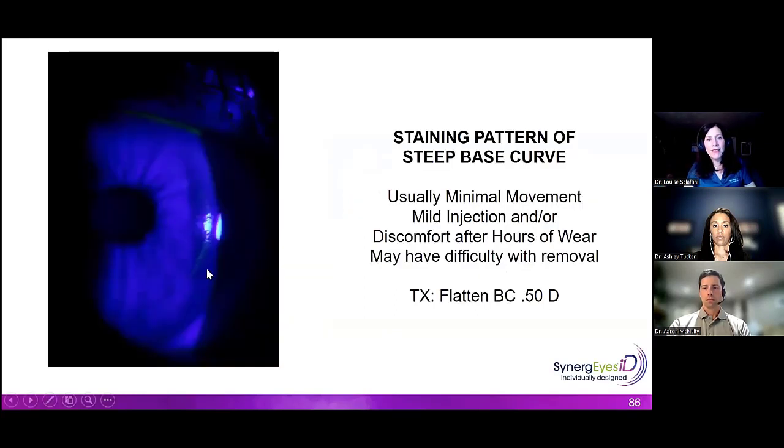As opposed to this staining here, which is again circumlinear, but it's more discrete. And this is probably the edge of the gas permeable lens, because remember, this is one single curve. And so this might be digging into the cornea. It tightens up and it takes a little longer. It's like hours of wear. They're probably going to have some injection and they're going to have some discomfort. And usually it's not moving a lot. So this is a lens that needs to have the base curve flattened by about a half a diopter.